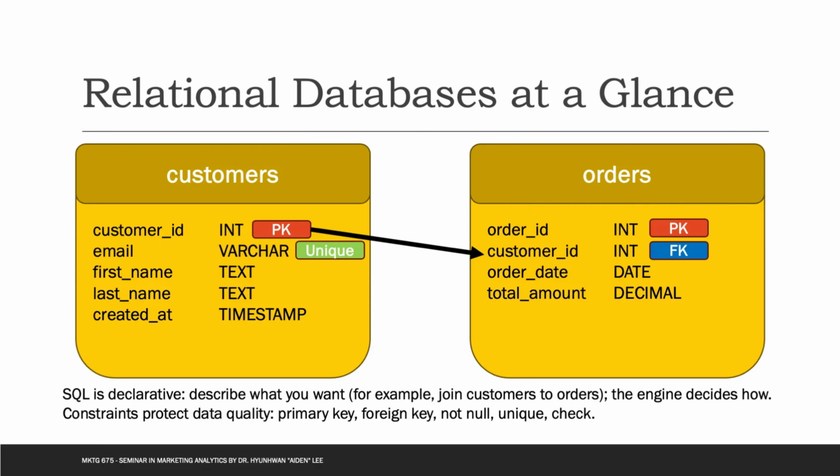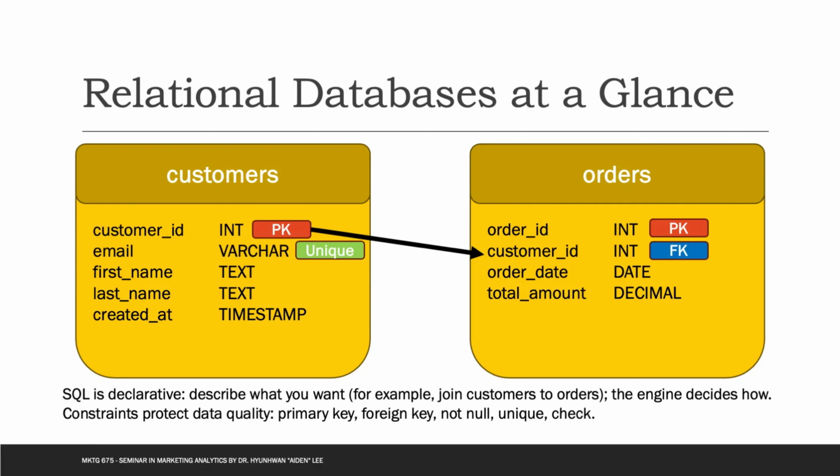Now a quick note about the language we use. SQL is declarative. You describe what result you want. For example, join customers to orders, and the database engine decides how to do it efficiently. Finally, constraints protect data quality. Primary key enforces unique identity. Foreign key enforces valid relationships. Not null requires a value. Unique prevents duplicates. Check enforces custom rules, such as price must be greater than 0.